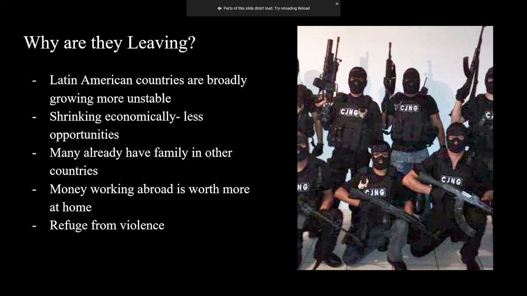And then, of course, in other parts of Latin America, it's even worse. Many of these countries are very poor. They didn't used to be that poor, but because of a combination of circumstances, they are now. And this sort of instability and lack of economic opportunity forced a lot of Latin Americans to move abroad.